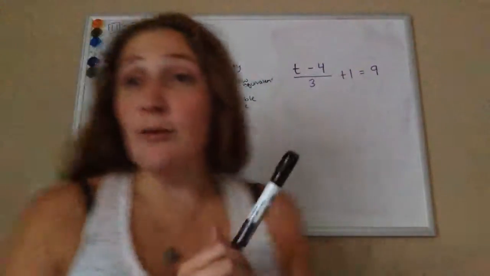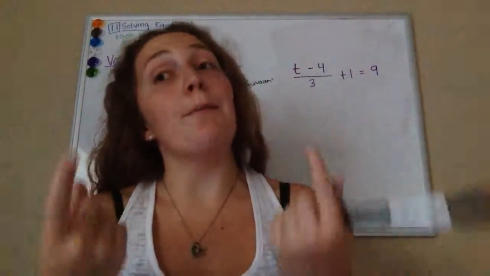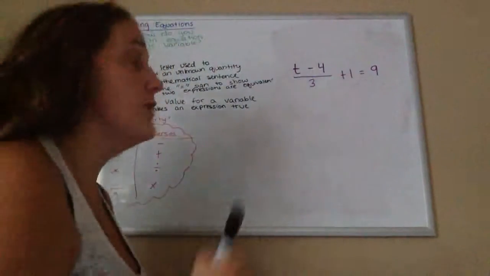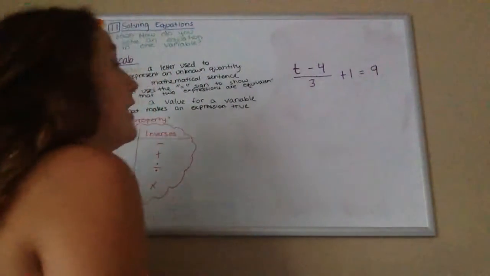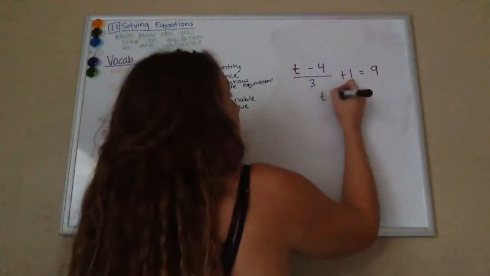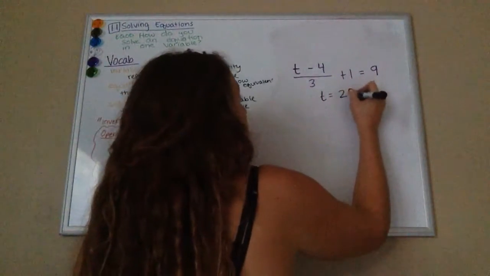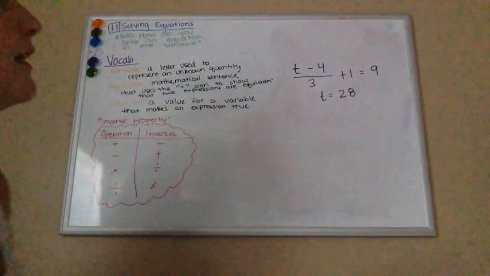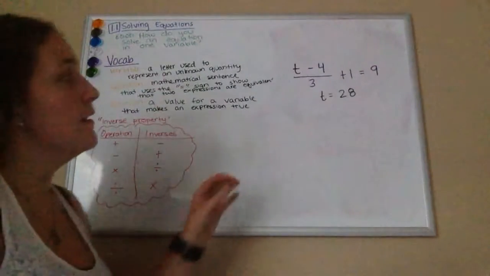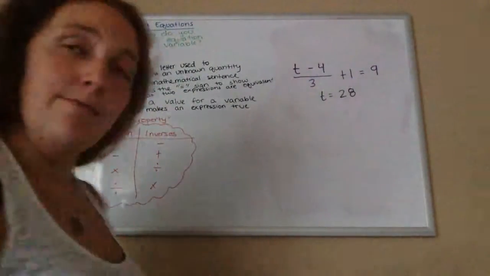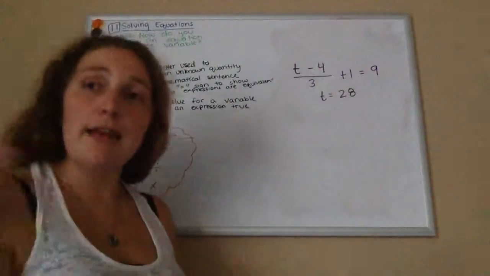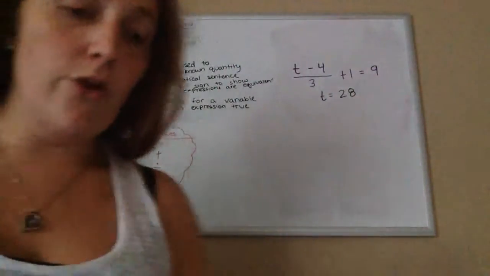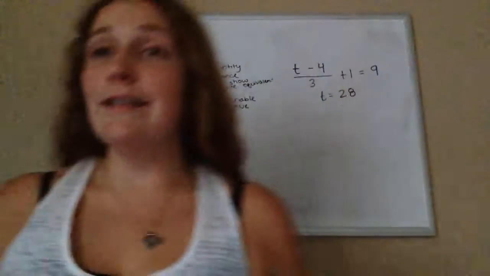Alright, so now that you're back, I'm assuming that you've completed this problem on your own. If you haven't, you need to go back and complete it. And you should get t is equal to 28. Let's see. Yep, t is equal to 28. If you did not get that, go back and try and rework it out. Or you can ask me for help in this next session.